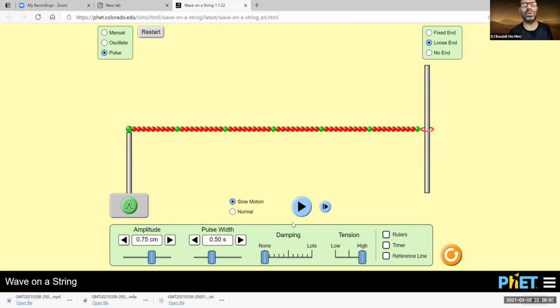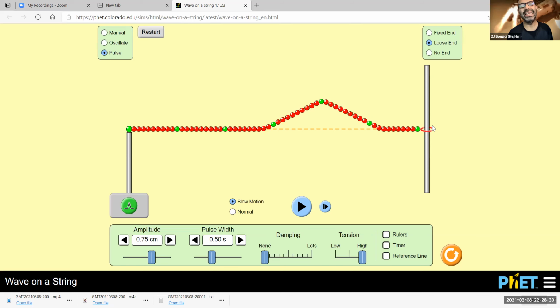So again, we're going to start it right now. It's paused, but it's going to start immediately after we start the pulse. And it's in slow motion, okay? So I'm going to describe this behavior, how the wave started from here with this shape and kept its shape all the way throughout, okay? So that's my description. In the drawing, I have to draw this shape.